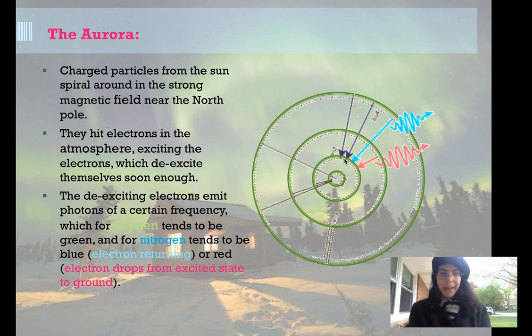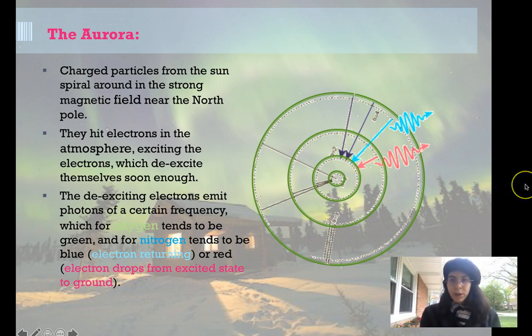The de-exciting electrons emit photons on their way down. For oxygen, the difference in these energy levels tends to be directly proportional to the frequency we associate with green. Nitrogen tends to be directly proportional to the frequency we associate with blue, so a little higher energy. Or if it goes in two steps, boom, boom, the jump from here to here is red. It's much lower energy. Red can mix with blue to make it sort of purple, and it is absolutely gorgeous. You can tell how good the Bohr model is by the fact that we're still using it now.